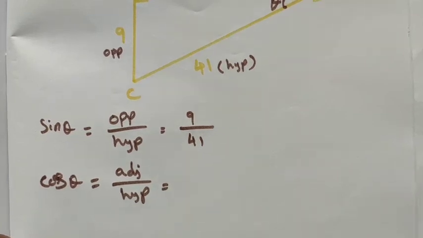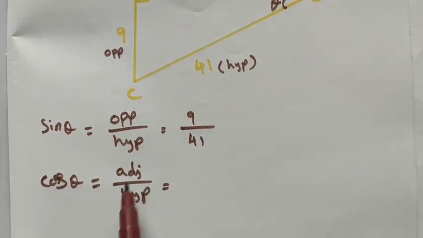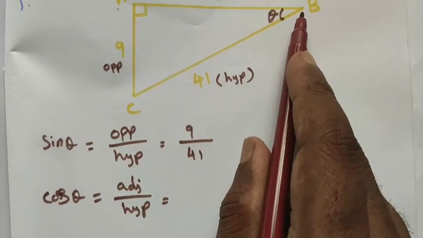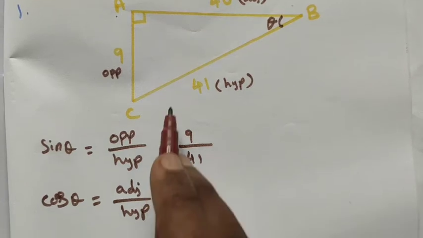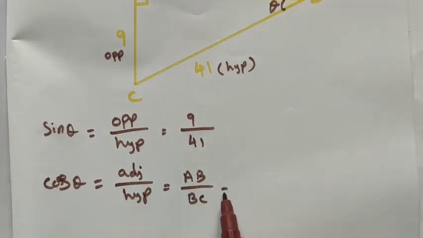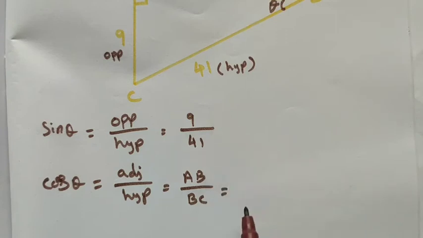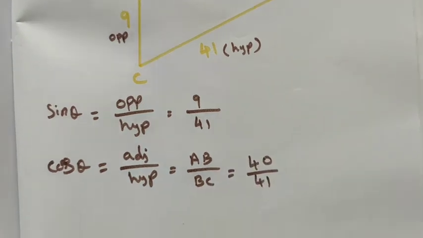When you have seen my introduction, you can easily write the ratios, right? The adjacent side is nothing but AB, the hypotenuse side is nothing but BC. Then AB is 40, BC is equal to 41, so 40 divided by 41.